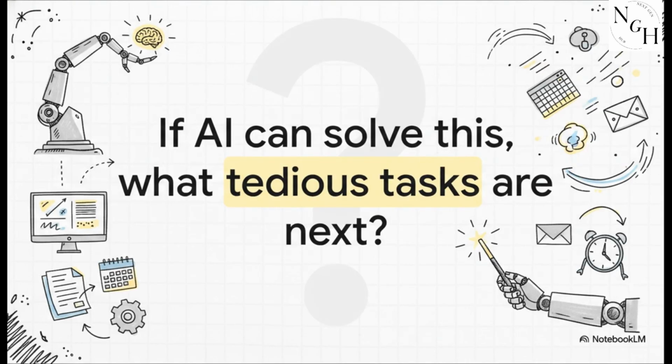And that leaves us with a really interesting question to chew on, doesn't it? If AI can streamline a task this complicated so well, what other annoying bottlenecks in our daily work are about to just disappear? What are you going to automate next?